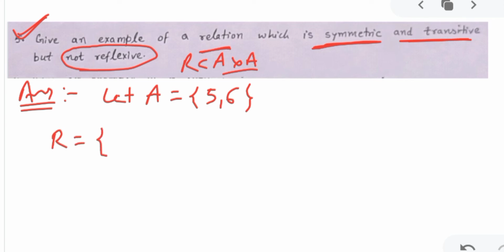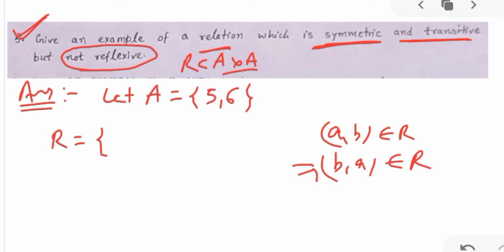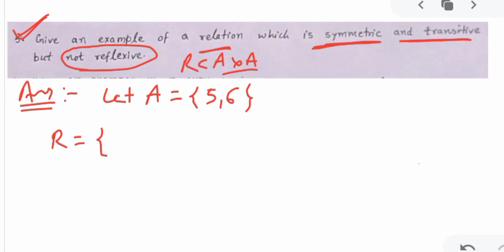symmetric. Symmetric means if AB is an element of R, then BA should be an element of R, correct? This is the meaning of symmetric. So I will take it like this. I am putting the element 5, 6. So if 5, 6, then 6, 5 should be there. 6, 5 I am putting. So this is symmetric. This is satisfying the symmetric.